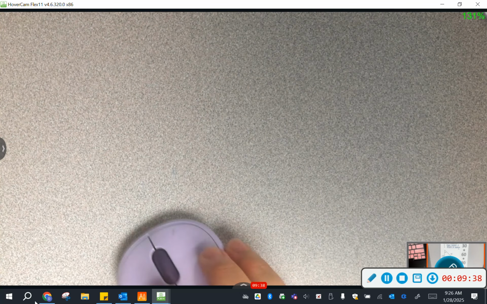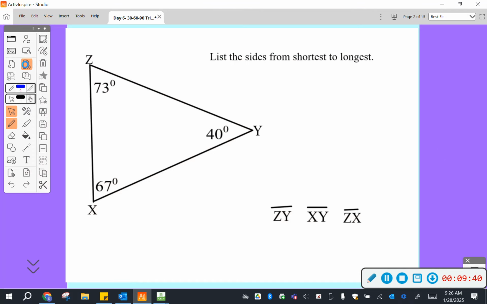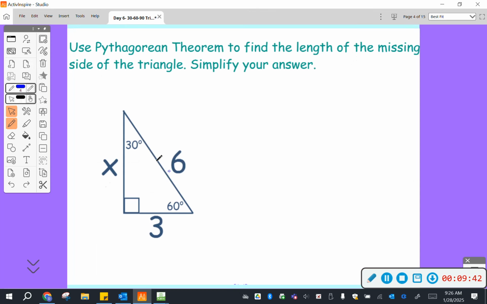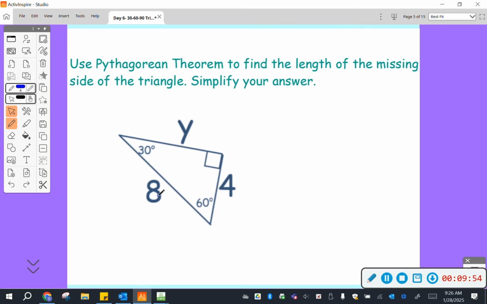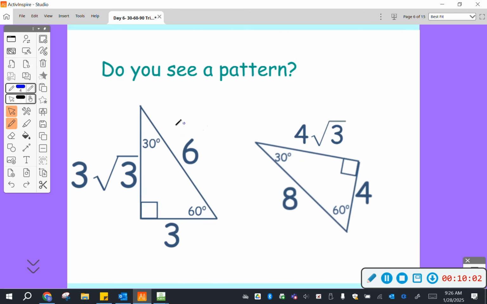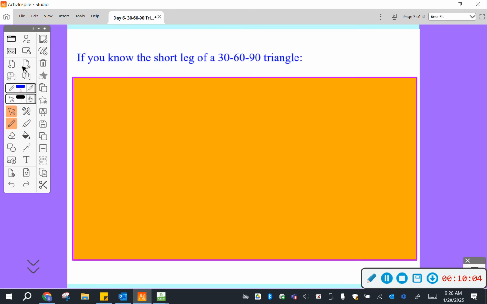So, I just want y'all to look up, please. What are you going to guess this x is if I have 6 and 3? 3 square root of 3. What about this one? I have 8 and 4. What's this one going to be? 4 square root of 3. So do you see my pattern?